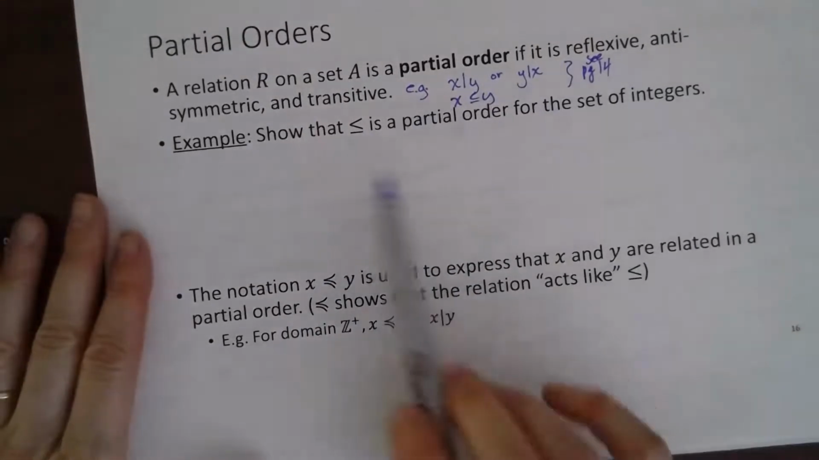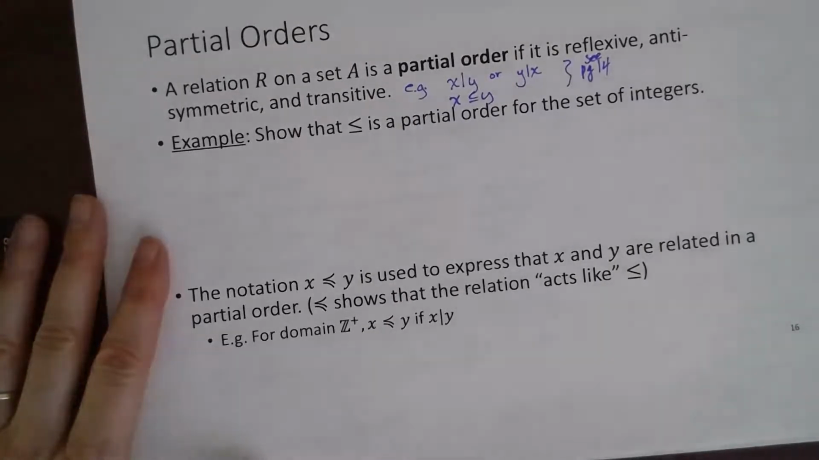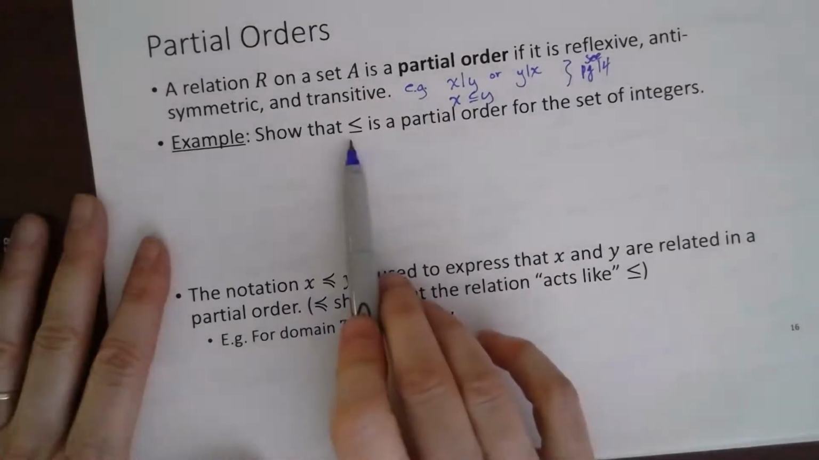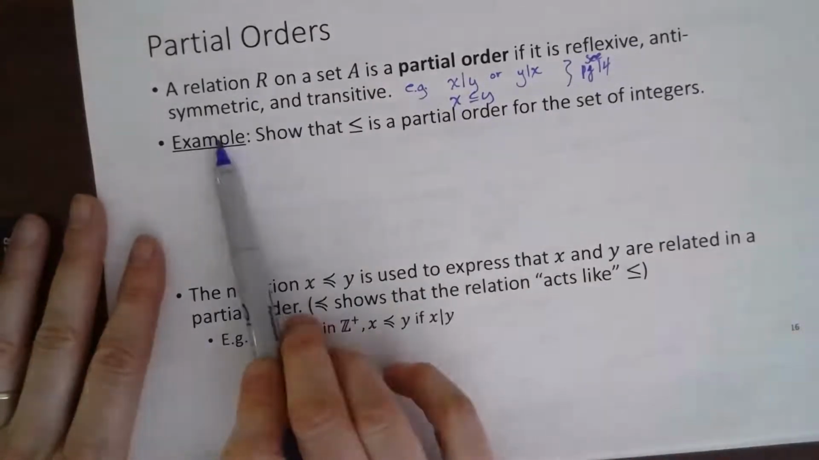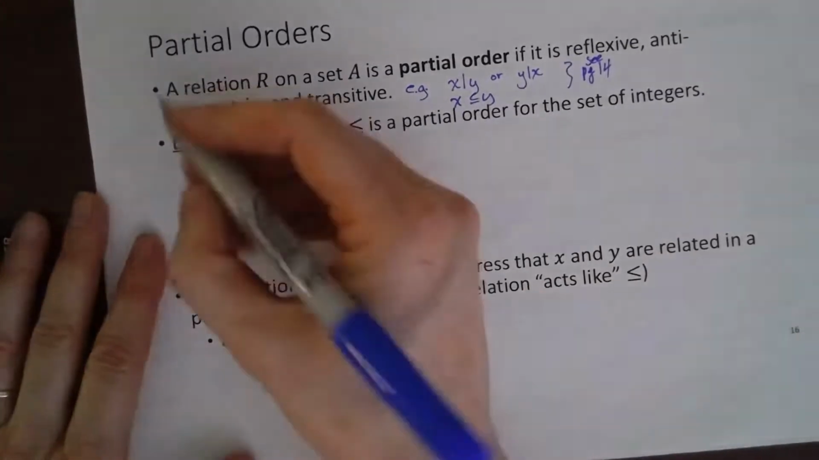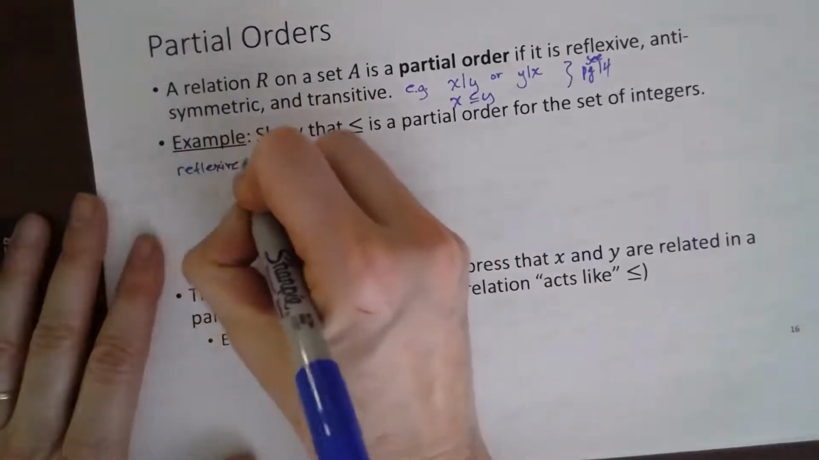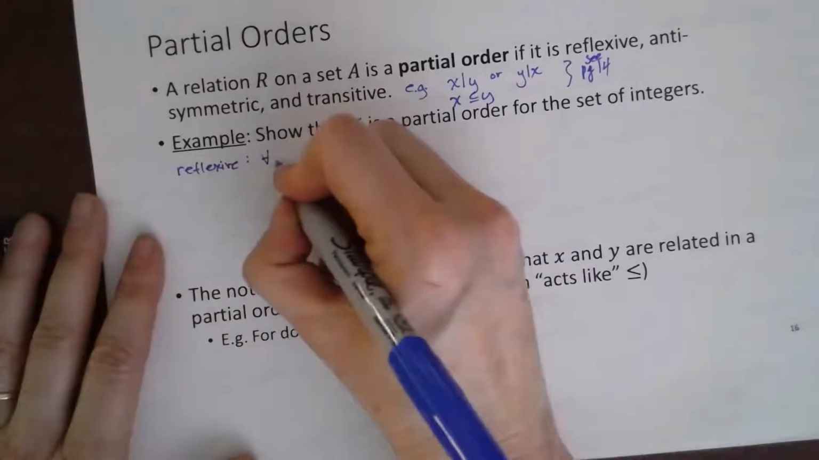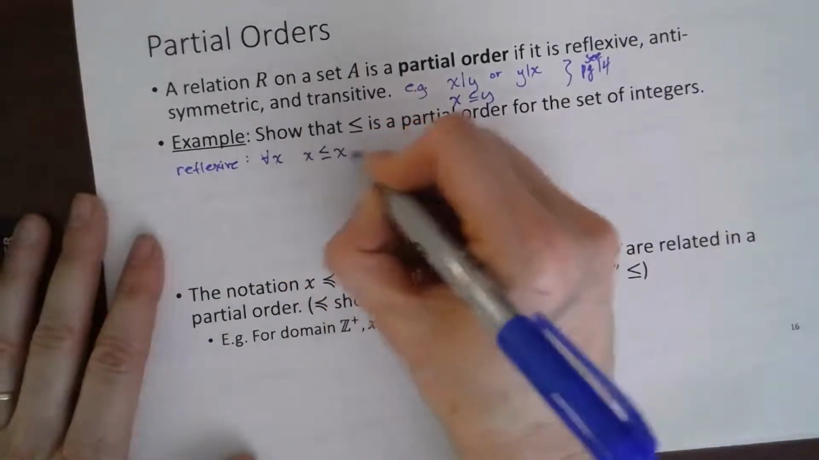Okay, so let's look at that operator for the set of integers, and let's convince ourselves that less than or equal is all three of these. It's reflexive, it's antisymmetric, and it's transitive. Okay, so let's look at reflexive. Is it true that for all x, x is less than or equal to x?